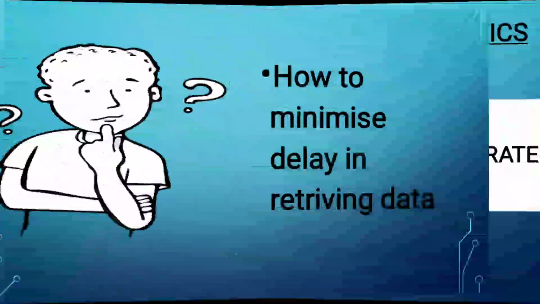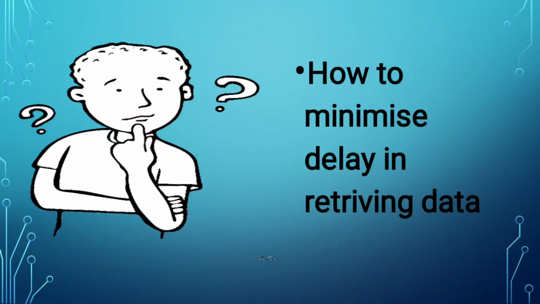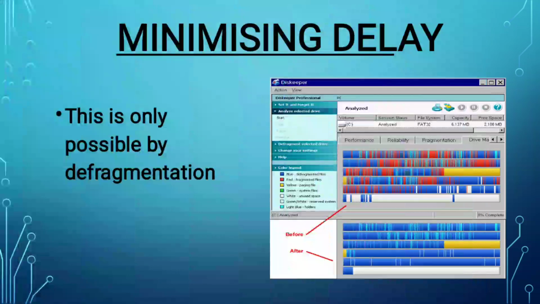Here the question arises, how to minimize delay in retrieving data. Let me tell you the answer. We can minimize delay in retrieving data by defragmentation. The question arises, what is defragmentation? Defragmentation is the procedure to minimize delay in retrieving data by moving related items to physically approximate areas on the disk. As you can see in the image.